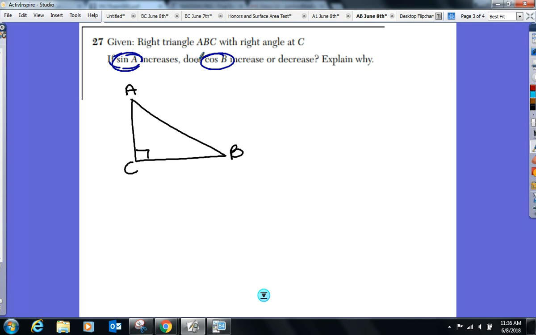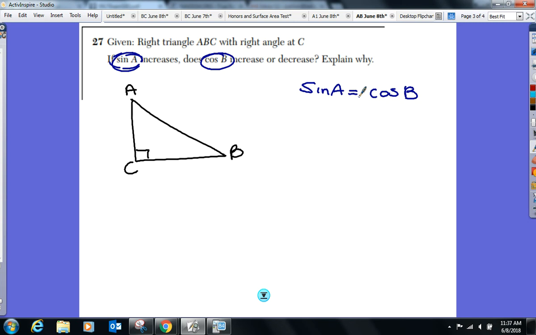You guys ready? What do you know about the sine of A and cosine of B? Complementary. Oh, hold on. A and B are, yes. And if they are complementary, what do you know about sine and cosine? Those are equal. If they're equal, if sine of A increases, what does cosine of B have to do? It has to what as well?